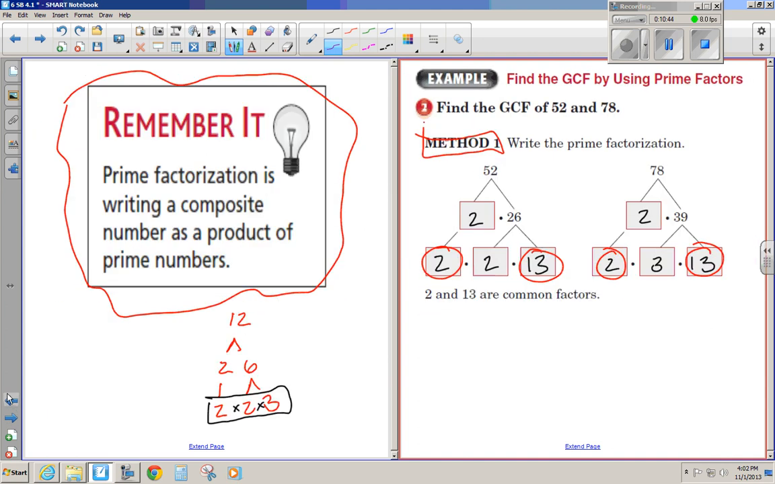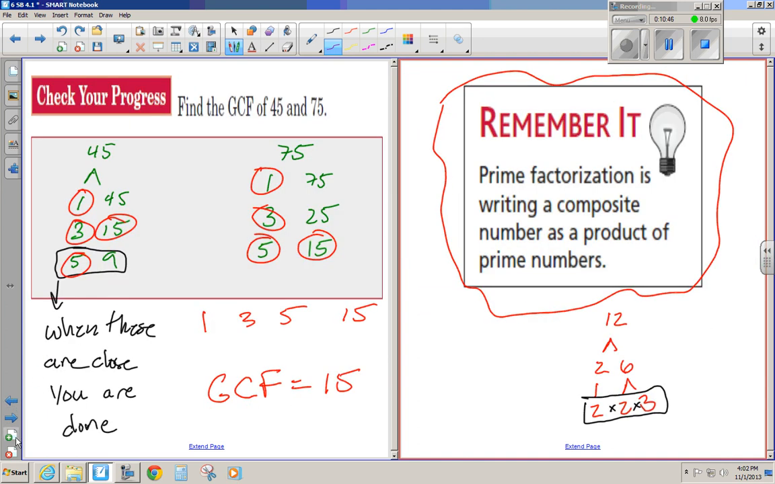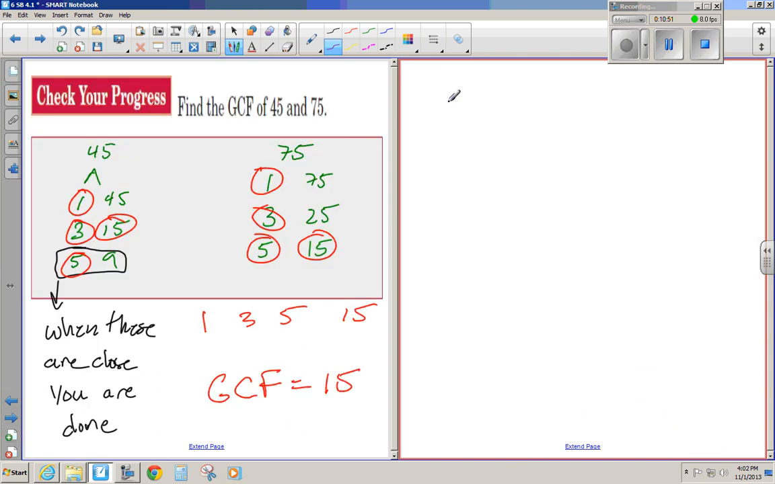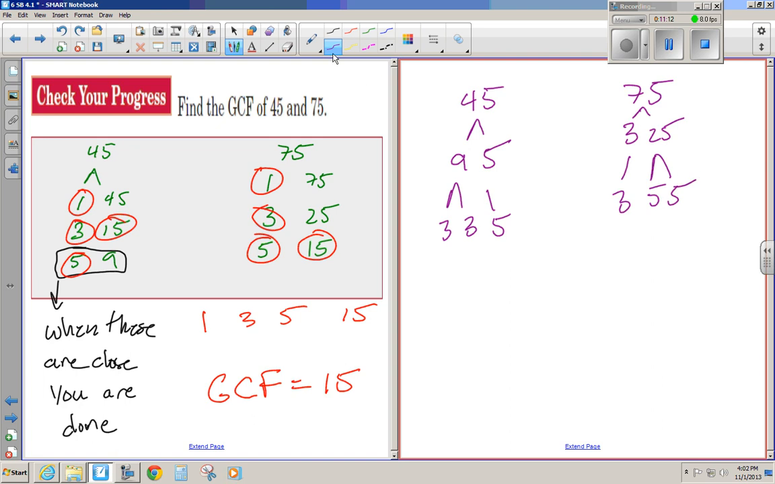All right, I'm going to scroll back here real quick and look at these two right here and talk about how a factor tree would work for this. 45 is 9 times 5, 3 times 3 times 5. 75 is 3 times 25 and is 3 times 5 times 5. So when I look, here's a 3 in common, here's a 5 in common. 3 times 5 is 15.